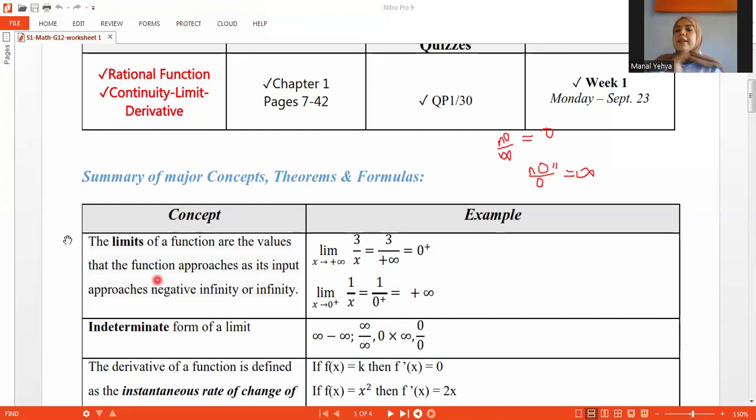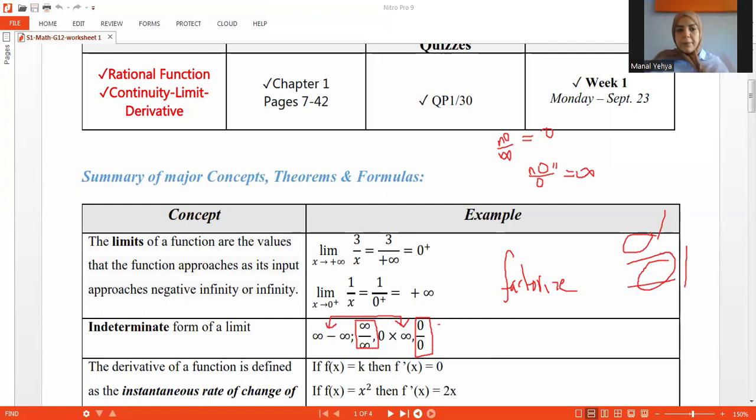We might expand, or we might factorize. So if we get these values, we can expand or factorize. It depends on the function itself. If we have infinity over infinity or 0 over 0, we used to do something which is called factorizing. Okay, so we factorize the numerator or the denominator. Then we cross out factors in order to calculate the limit.